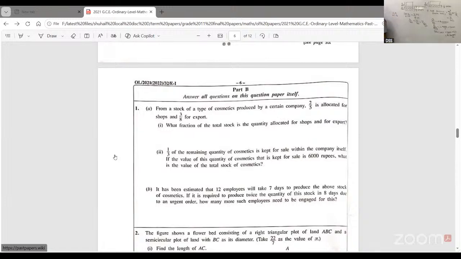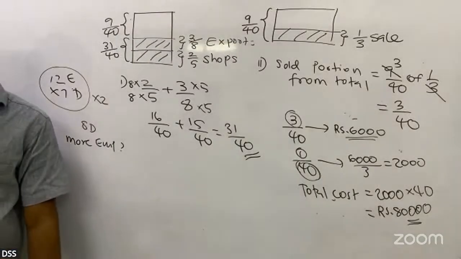Then they have said, if it is required to produce twice the quantity of this stock, twice of this, in 8 days. And they have asked, how many more such employees need to be engaged for this? So this is the type of O-level question they have asked here.